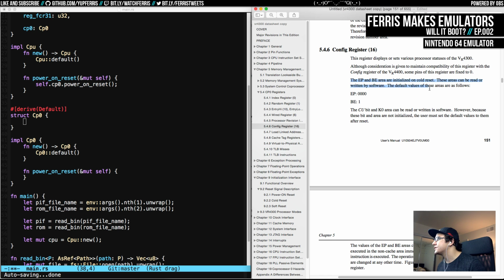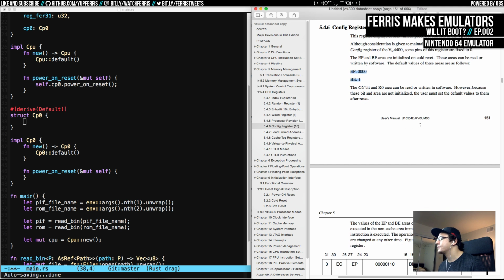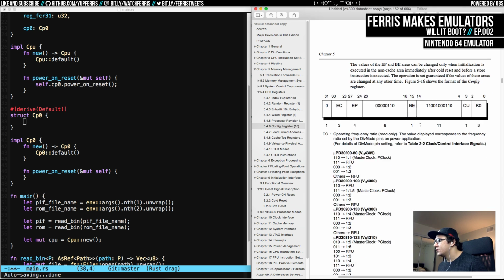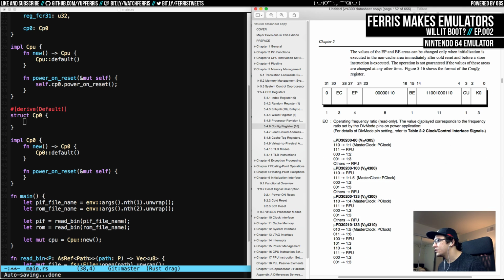EP and BE areas are initialized on cold reset. These areas can be read or written by software. Default values are as follows: EP and BE. Okay, so EC is the operating frequency ratio. It's read only. The value displayed corresponds to the frequency ratio set by the div mode pins on power application.